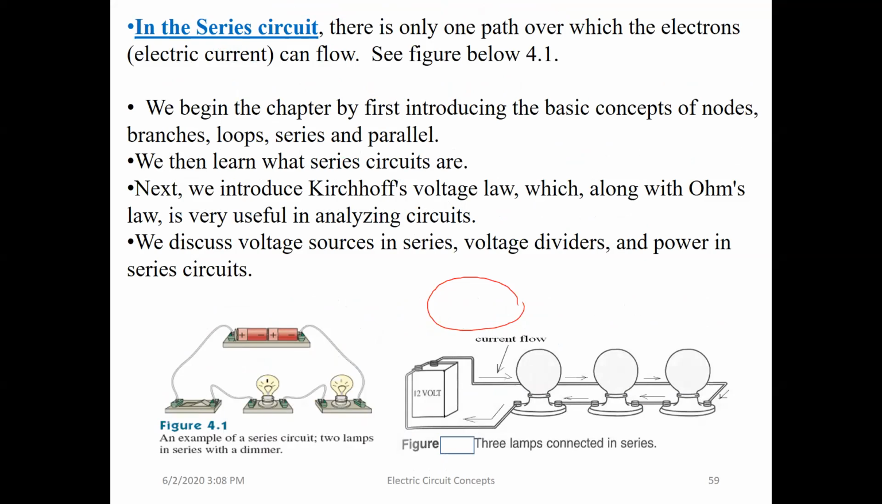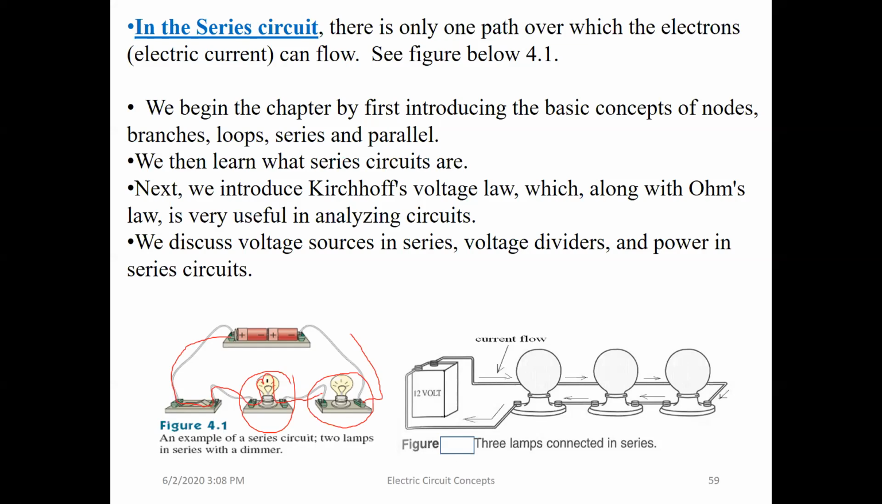In a series circuit, there is only one path over which the electrons or electric current can flow. If we look at figure 4.1, this is one light bulb, and this is the second one. If we connect them in this manner, the current will flow in through the wire and go inside the light bulb and come out, then go inside the second light bulb and come out, and go through the switch and back to the other end of the battery supply.